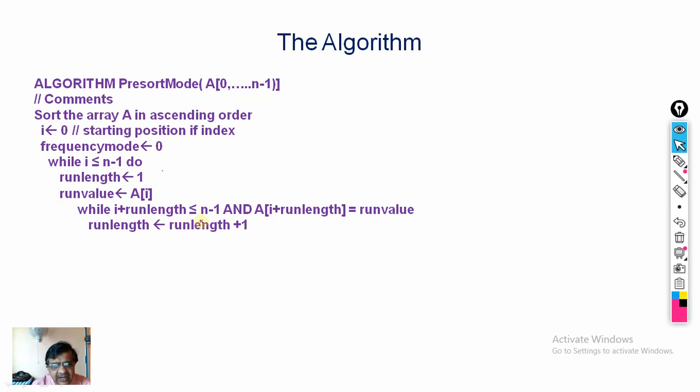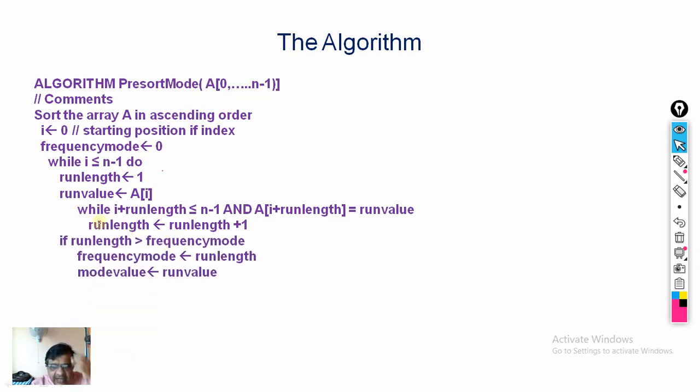While i plus run length is less than or equal to n minus 1. If there is only one element which is not repeated, it will become 0 plus 1, which is not less than n minus 1. And a of i plus run length is equal to run value, then only run length is to be incremented. If i has not crossed its limits, this is the meaning of this, and as the run length moves along with i, if a of i plus run length equals run value, then run length will be incremented by 1.